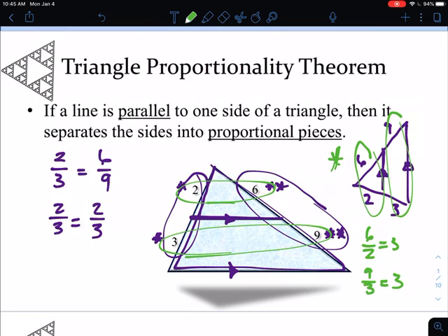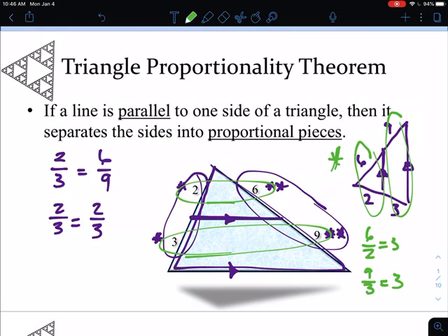So what this is showing me is that as I'm setting these up, all I'm recognizing is that with these parallel lines, they create proportional parts of the triangle, which means I can take top over bottom equals top over bottom, or left over right equals left over right. And this will make a lot more sense here in a second when we go through an exact example.